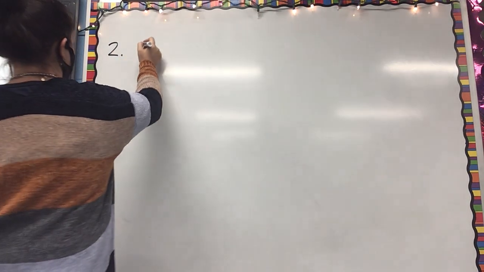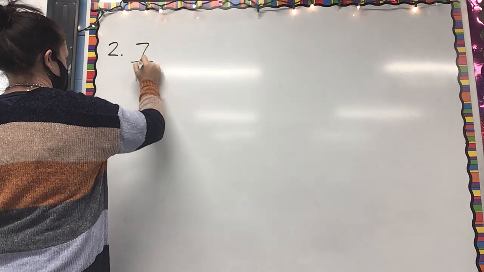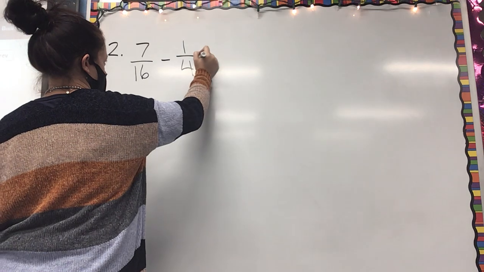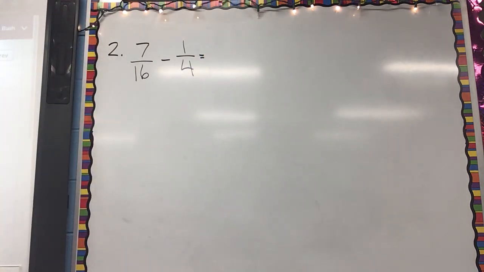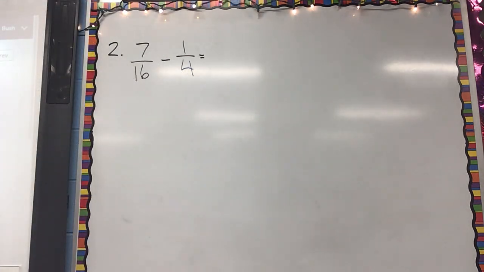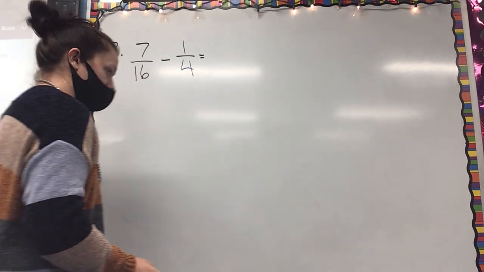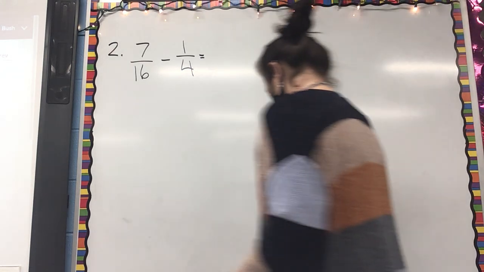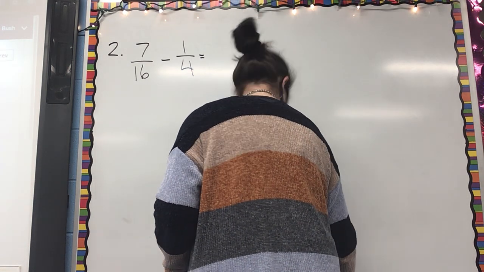Seven sixteenths minus one fourth. All right, my first step is that I look at my, not my multiples, I look at my denominators. And are they the same? No. So I need to make them the same, right?